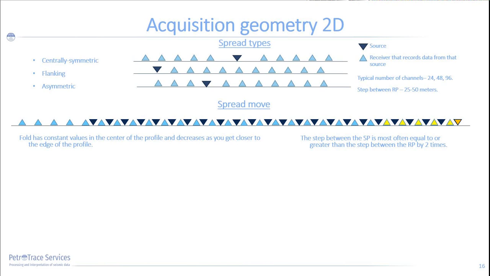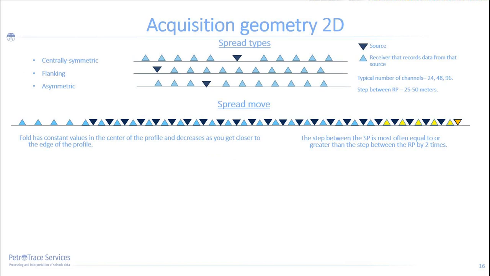The size of CMP areas in 2D seismic exploration is most often defined as half the nominal step between the receivers. But if the shots were more frequent than receivers, then the size of CMP sites will be determined by half the step between shots.